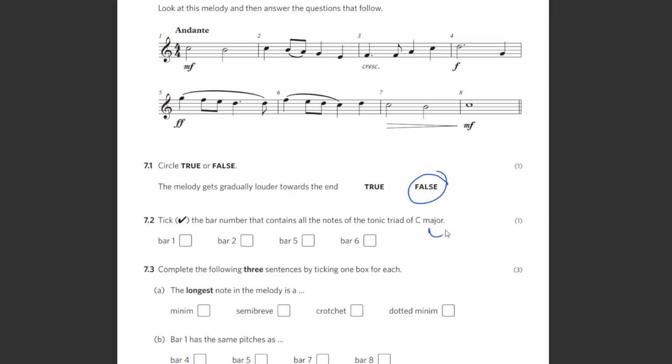Okay, next, 7.2, take the bar number that contains all the notes of the tonic triad of C major. The tonic triad of C major has C, E, and G. So let's look for a bar that has C, E, G. This one is C and B, so it's out. C, B, A, G, E. So you have C, E, G. So bar 2. Okay, bar 5, let's look at bar 5. G, F, E, D, D. Okay, don't have C, E, G, so it's out. Bar 6: F, E, D, C, D. No, so it is bar 2.